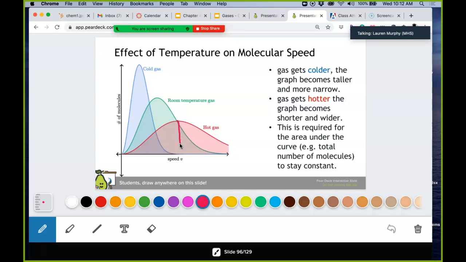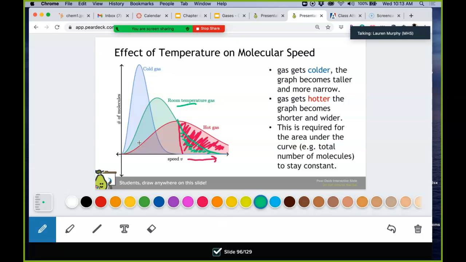So the area under the curve for the red guy is this. All of this area is red. So a lot of molecules moving at fairly high speeds. Now, the green is also right here, but it cuts off here. So the area under the green is only this much. This is less molecules moving as fast. And there's not as many molecules moving as fast because they're not as hot, which is this whole concept.